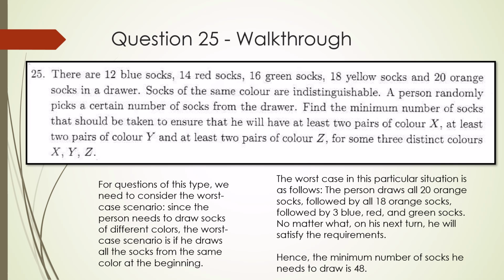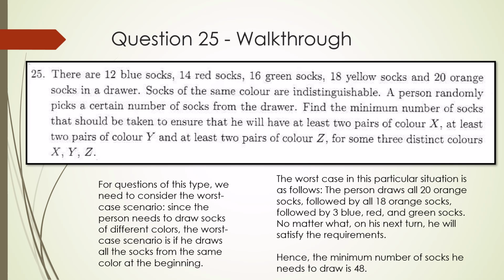Minimum number means what's the number of socks he must draw in the worst case scenario, right? So for the worst case scenario, you just need to use a bit of intuition and think about it. What's the worst case scenario for this kind of question? The worst case scenario is this. The person draws all 20 orange socks, then he draws all 18, that's a typo, all 18 yellow socks, right? So after he draws all of this, you realize that he still doesn't have at least 2 pairs of 3 distinct colors.